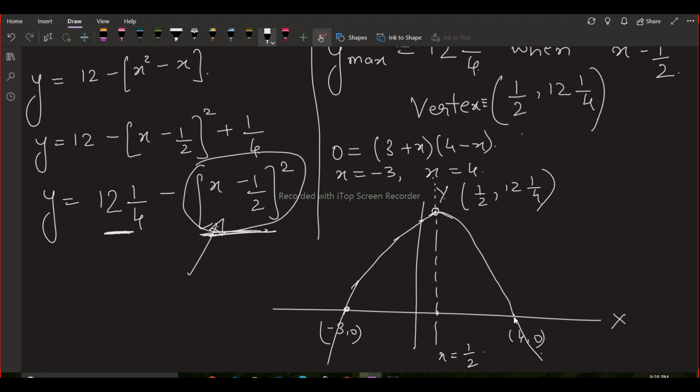Then you put x equal to 0 to get the point where the graph will cut the y-axis. Once you get all the points, you can just draw the sketch. So hope you understood this method. And as discussed earlier, there is also a calculus method, which we'll learn in some other lectures, which is a bit simpler compared to this one, to find the max and min value.